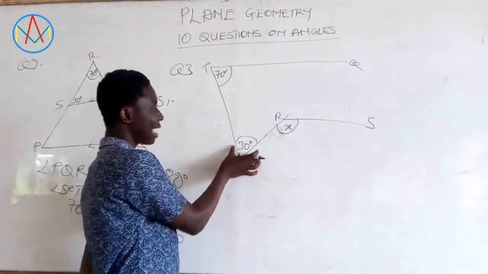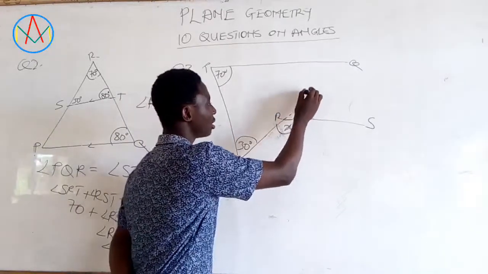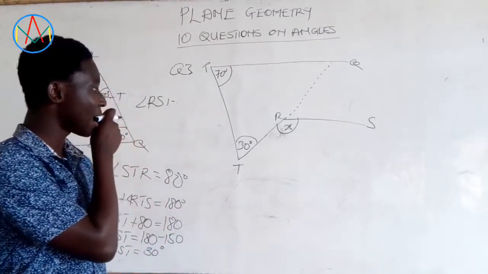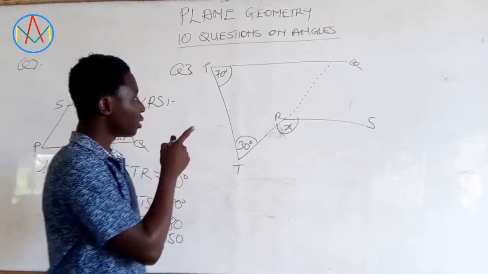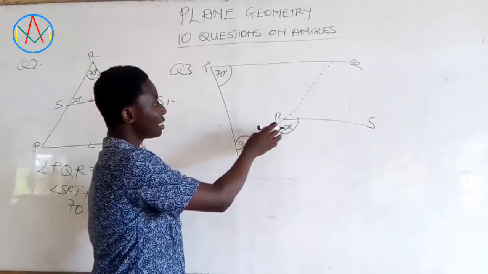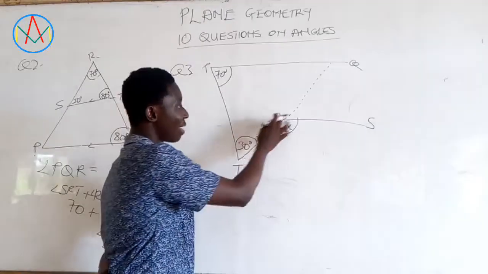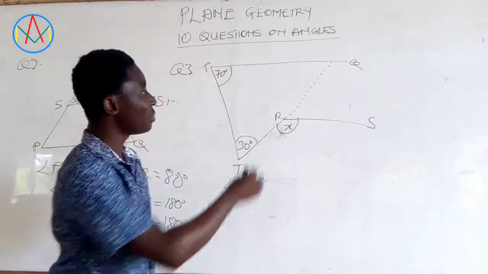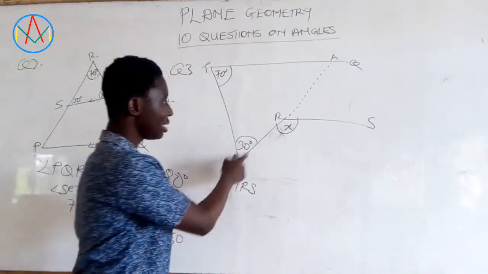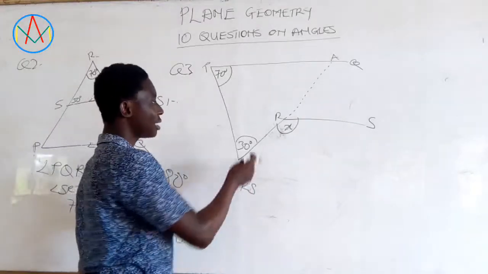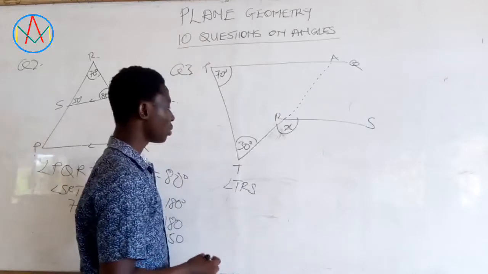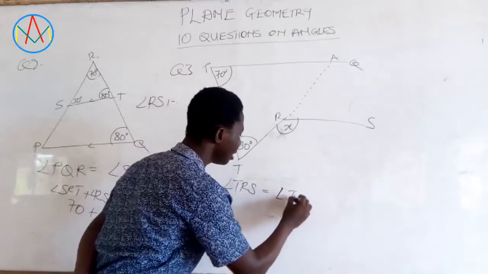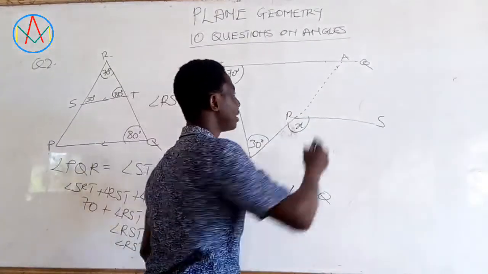Now, looking at this side, we can extend this portion to touch this line so that we get a triangle. So we are having a triangle right here. And looking at this one, we can say that X, this angle TRS, so let me name this side maybe E. Angle TRS is equal to angle REQ. Sorry, angle RTAQ is equal to angle TAQ. So this side is equal to X.